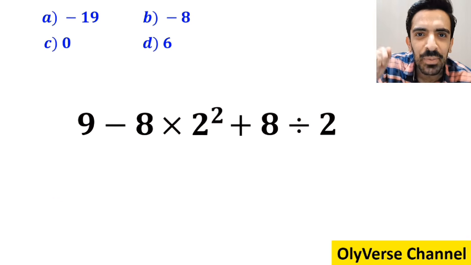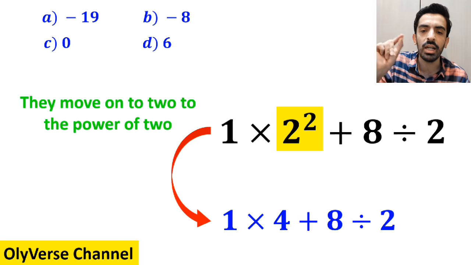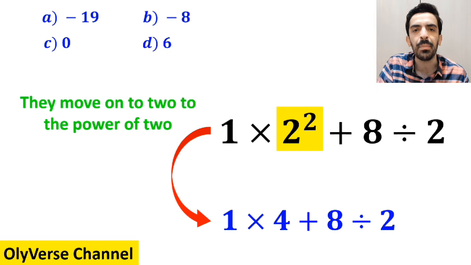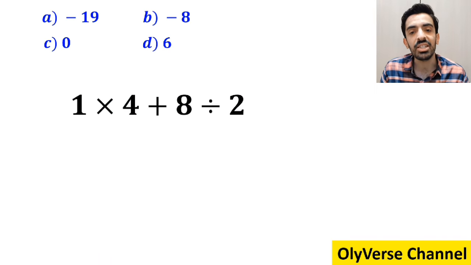Many people, when solving this question, start with 9 minus 8 and write this expression as 1 multiplied by 2 squared plus 8 divided by 2. Then they move on to 2 to the power of 2, which I have highlighted in yellow, and replace this expression with 1 times 4 plus 8 divided by 2. And in the next step, they usually go for the multiplication between 1 and 4 and replace this expression with 4 plus 8 divided by 2.